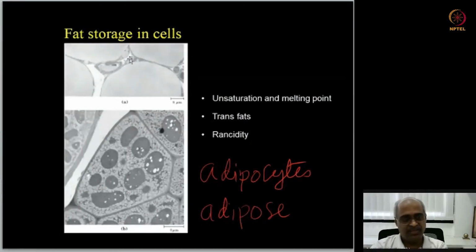Here the cytoplasm is actually pushed to the edge. This clear area is all triacylglycerol, fat filled structures. So here you see a little bit of blood capillary there, but the primary structure here is the fat.